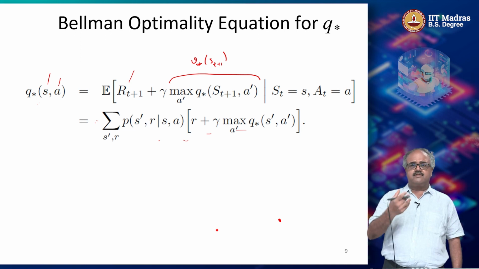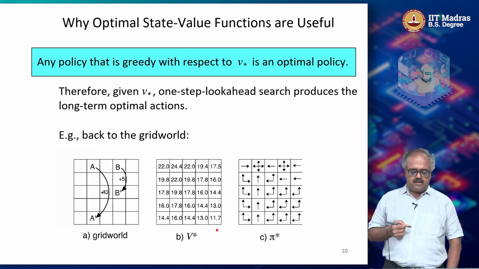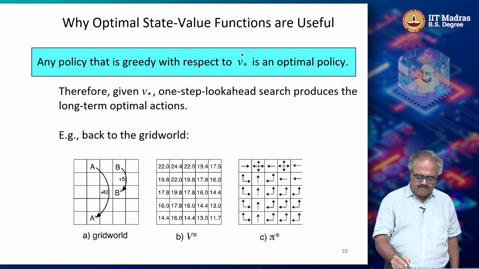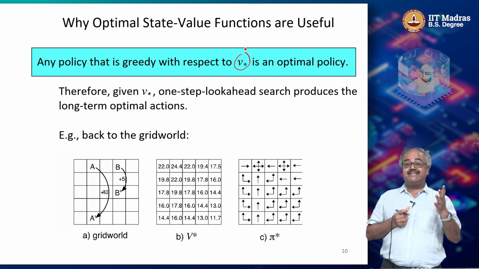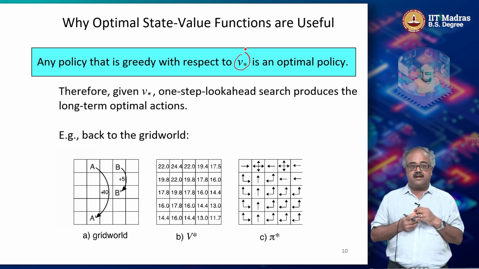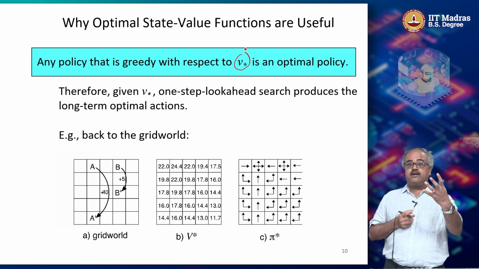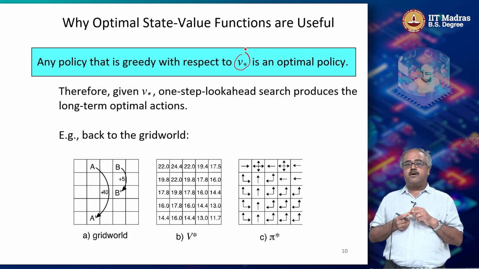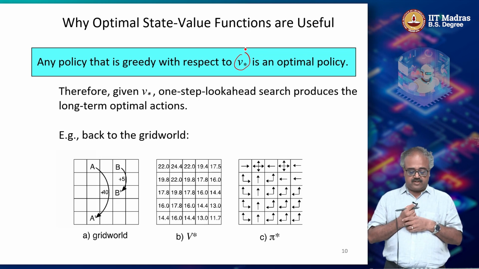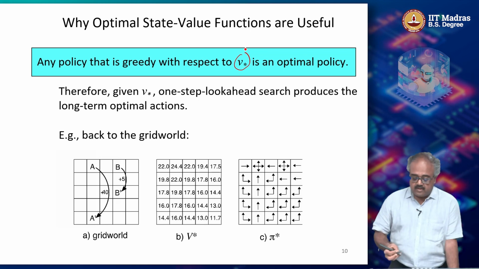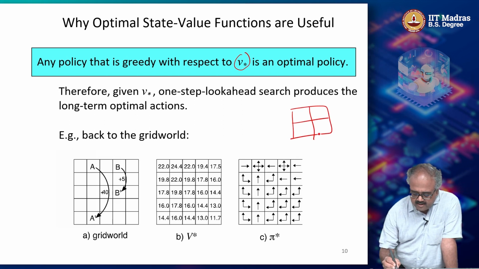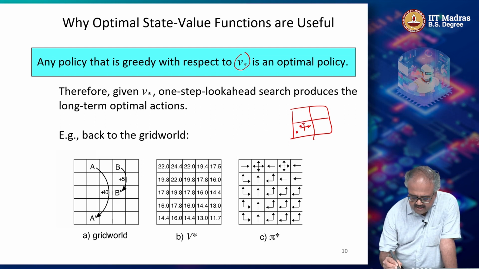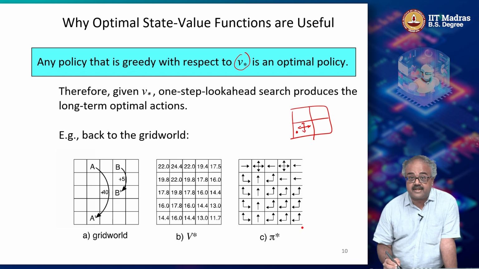So what is the use of this optimality equation? Let us say that I have my V star, it has been learnt, it is all ready. Now any policy that is greedy with respect to this V star. So what do I mean by that? Let us say I am in this state, and I have 4 possible actions I can consider.